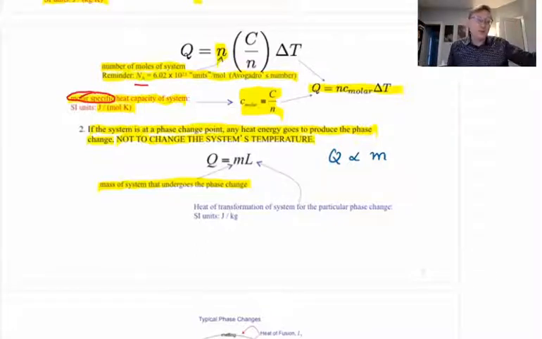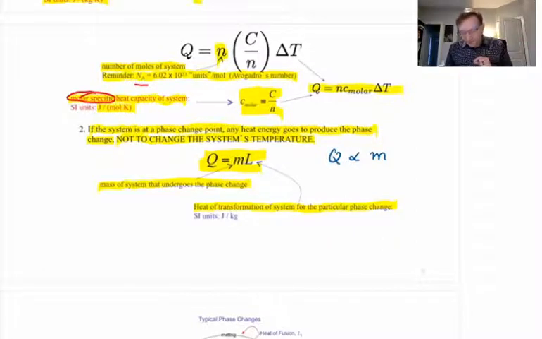So all I have to do is introduce a proportionality constant. And that's this next formula right here. The proportionality constant is a symbol capital L, and it's got a name. Again, it's not a great name, but it's what we use. It's called the heat of transformation of the system for the particular phase change. Now, of course, in terms of units, Q is in joules, if we're talking SI. M is in kilograms. So the SI unit of the heat of transformation must be joule per kilogram.